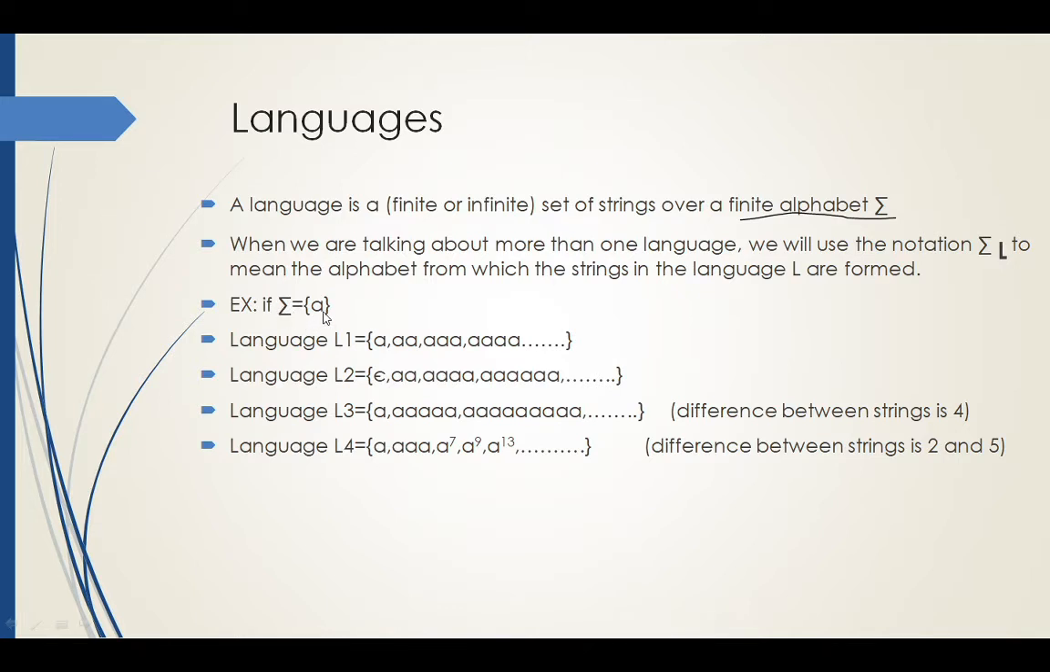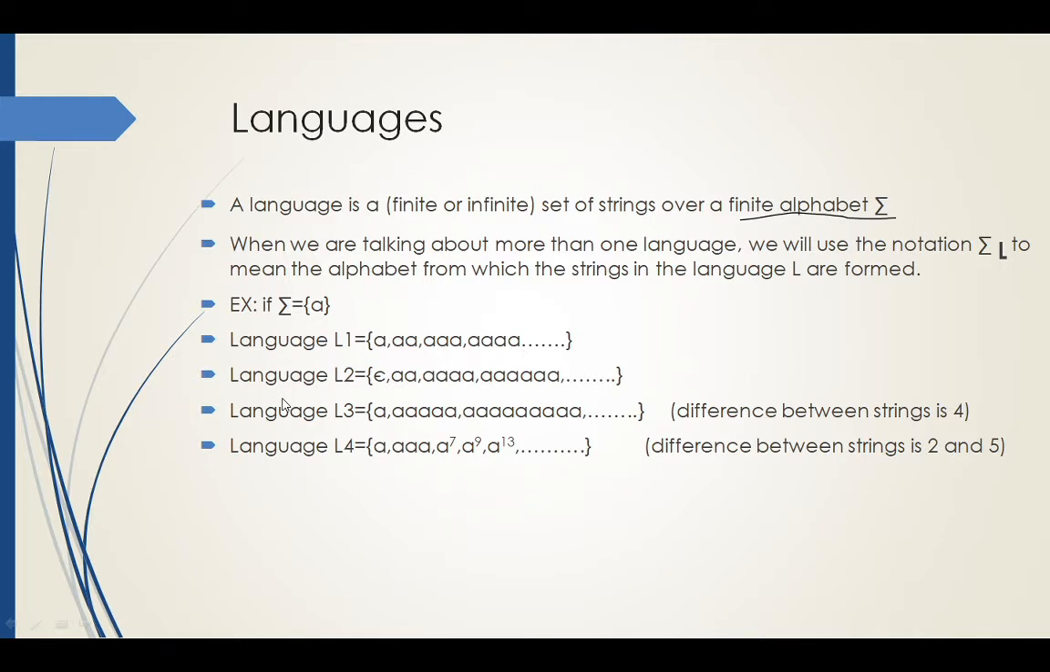So what is the symbol you are going to use to form the string? That is small a, and these strings form different languages. Using this a, I can form many languages, more than one language. Here, the first language contains the alphabet, and these alphabets occur sequentially. So the language may contain one alphabet, two alphabets, three alphabets, or n number of alphabets.